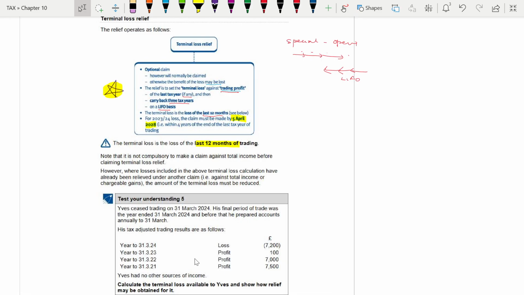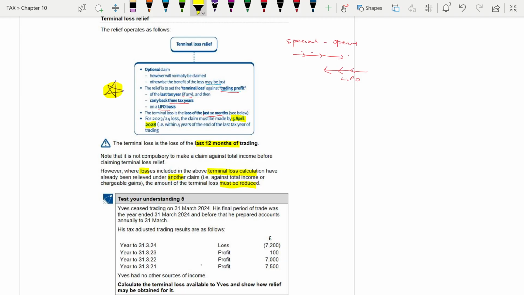However, where losses included in the above terminal loss calculation have already been relieved under another claim, that is against total income or chargeable gains, then the loss has to be reduced. That is a normal situation that we know. It is not that much specific.